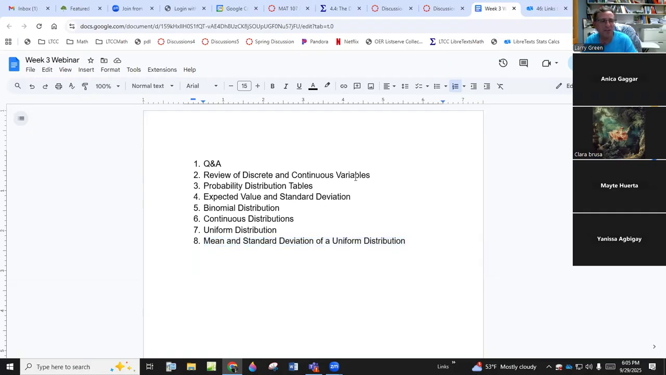Who remembers the difference between discrete and continuous variables? I know it's been 2 weeks. We talked about it, but do you remember the difference? If you remember, one thing I can let you know, they're both quantitative. So the answers will both be numbers, but how do they differ?